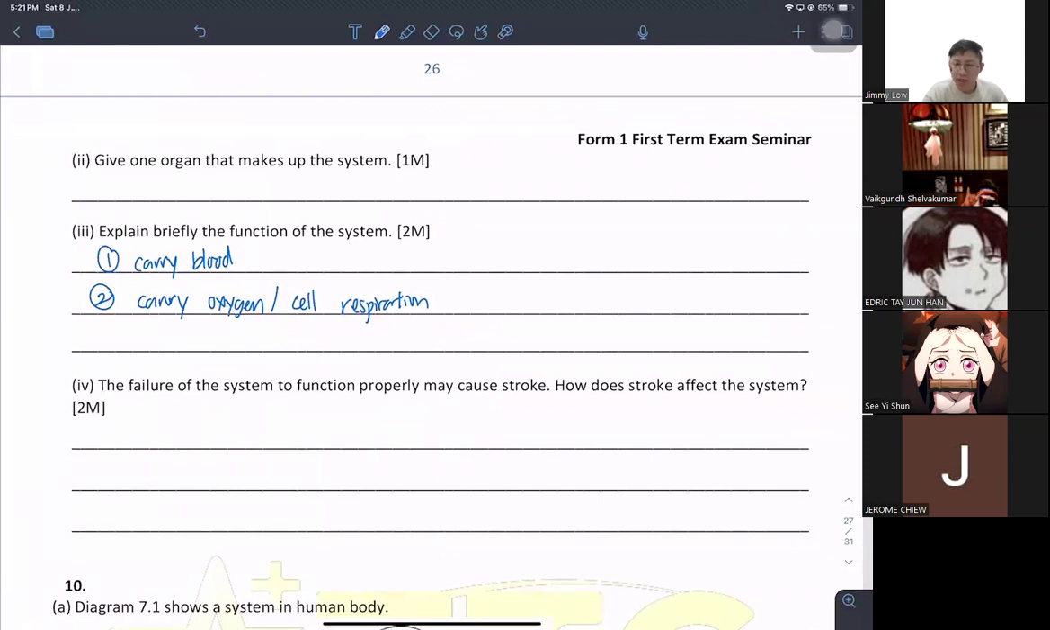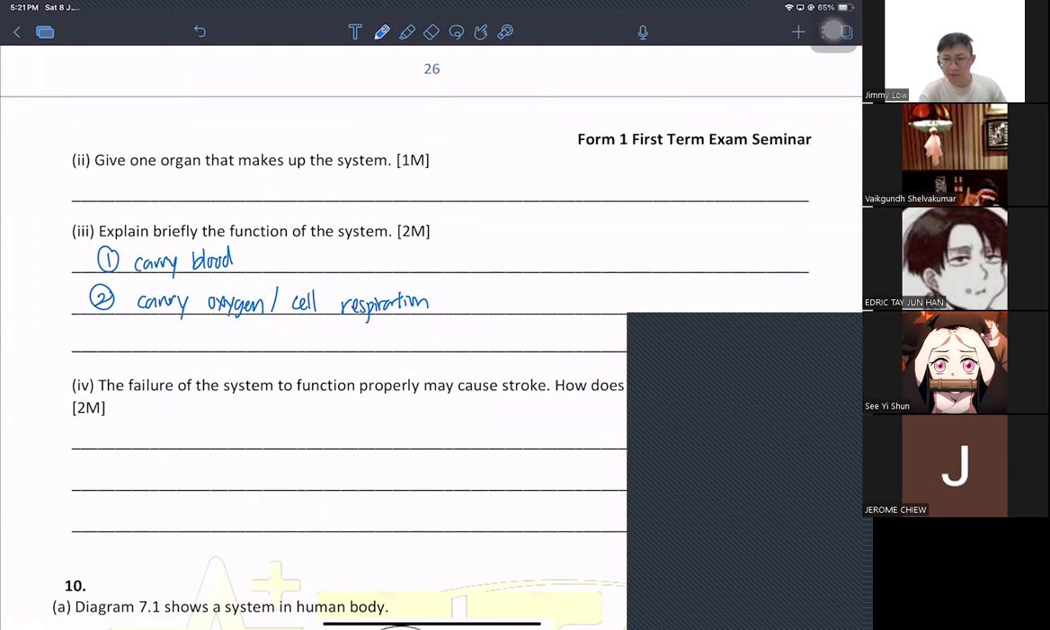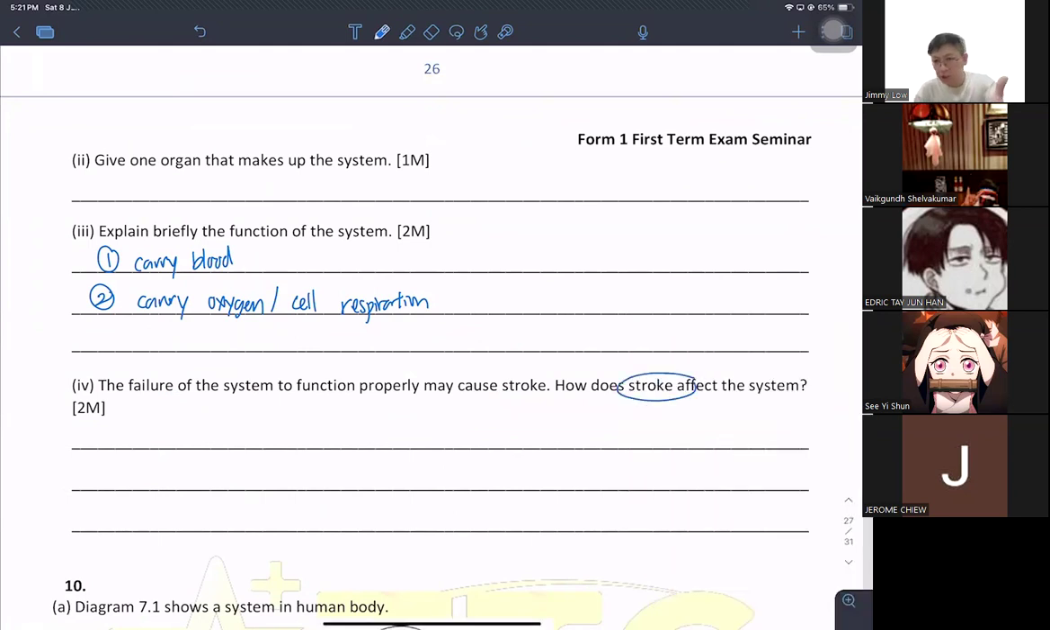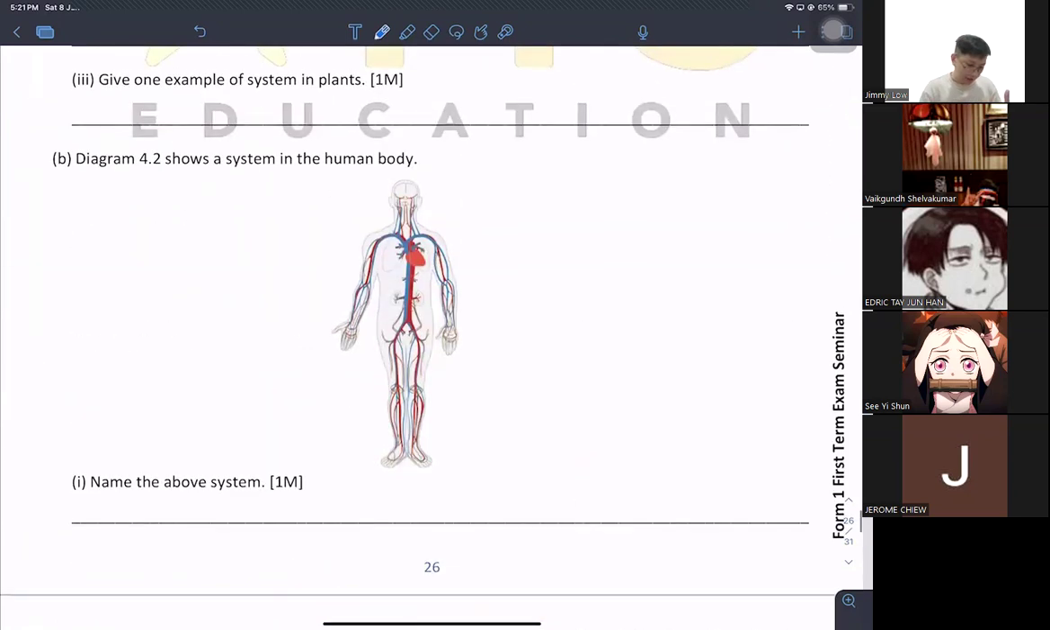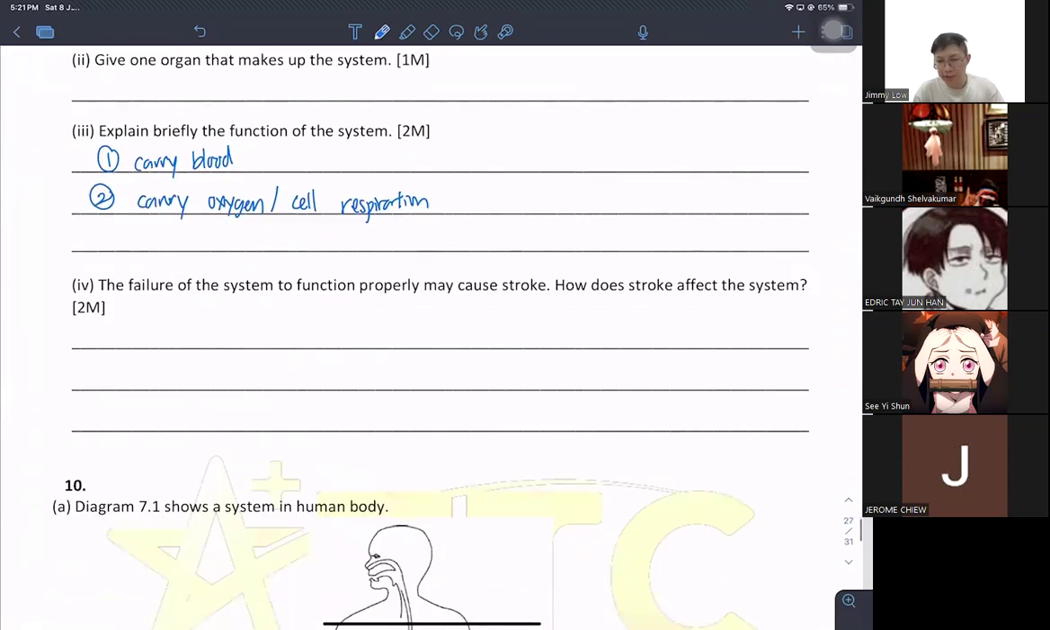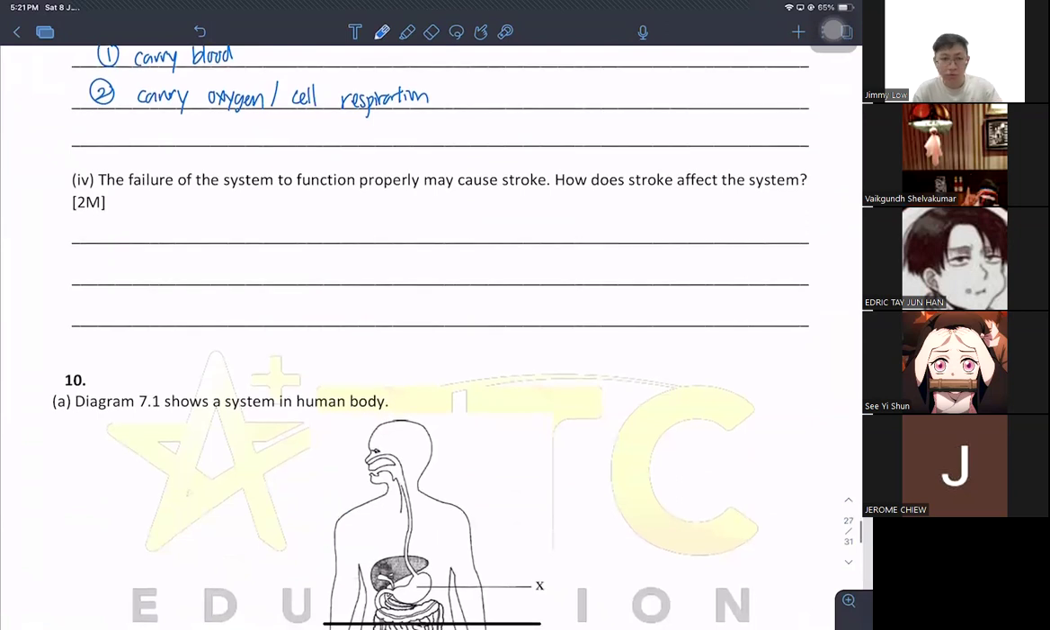But actually I think the question has some problem. It should be, how does the system cause stroke? Because actually the system function failing will cause stroke, then the question asks you how stroke affects the system. Basically, if your nervous system has some issue, which is stroke, your body coordination cannot function well, so the organs in your blood circulatory system cannot function well as well. But it doesn't mean you will die, just causing paralysis to you.